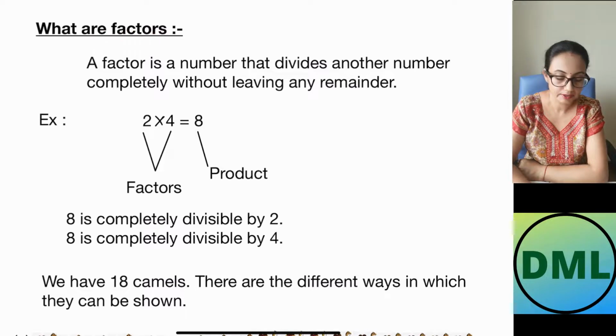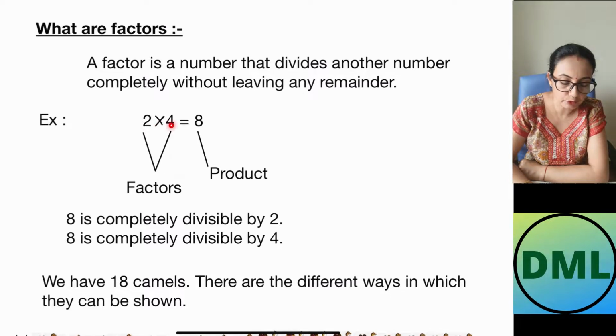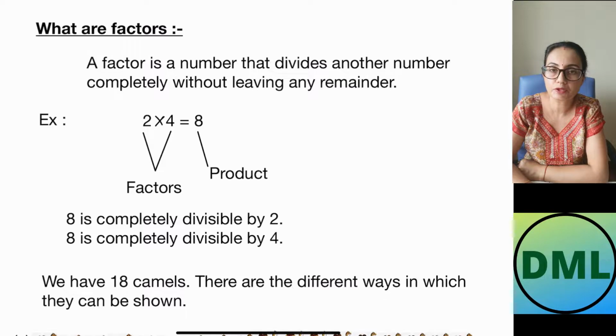What are factors? A factor is a number that divides another number completely without leaving any remainder. What is the meaning of that? If we say 2 cross 4, that means I am multiplying 2 times 4. 2 times 4 equals 8. 2 and 4 will be the factors of 8, and 8 will be the product.